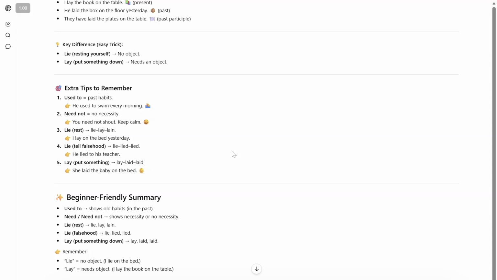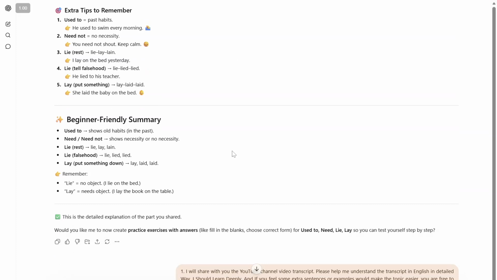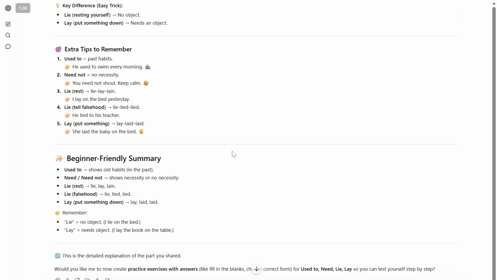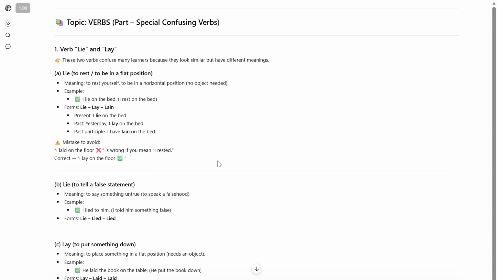This is the detailed explanation of the part you shared. Would you like me to now create practice exercises with answers, like fill in the blanks, choose correct form, for used to, need, lie, lay, topic, verbs, part, special confusing verbs.